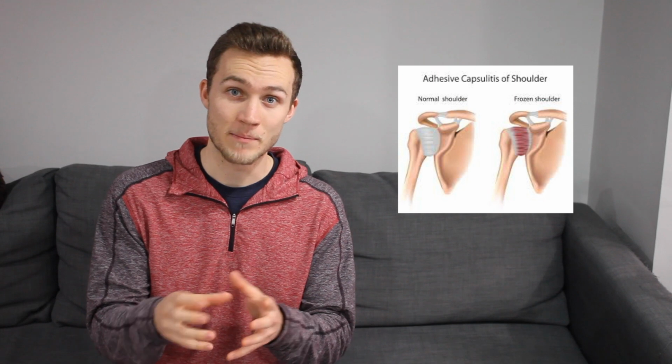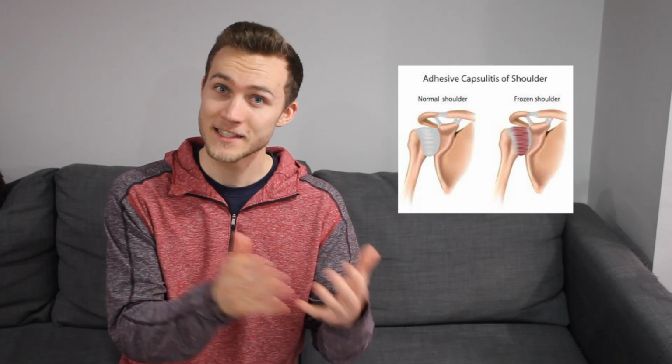Every joint has a capsule that surrounds it. Think of it like balloon material that's around the joint. When you move, that balloon material is able to stretch and accommodate that movement. With frozen shoulder, that balloon material around the joint becomes more like a vacuum-sealed saran wrap. It doesn't allow the same movement because it doesn't have the same elasticity anymore.